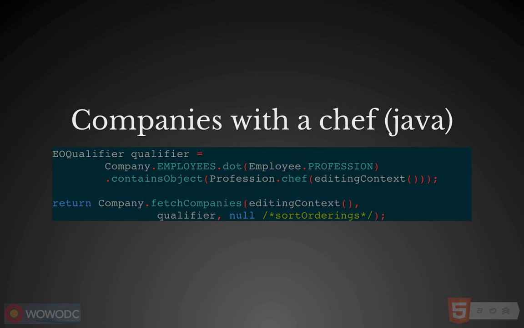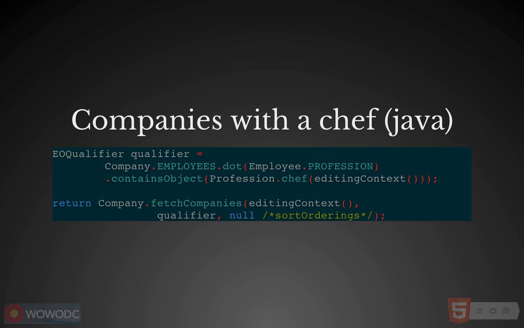Suppose we want to find all companies that have at least 1 chef. Now what we're using here is the ERX keys. If some of us are old hats, what we would do is say new EO key value qualifier, give the path, and set up the type of qualifier. We would say EO qualifier dot operator contains, EO qualifier dot operator equals.